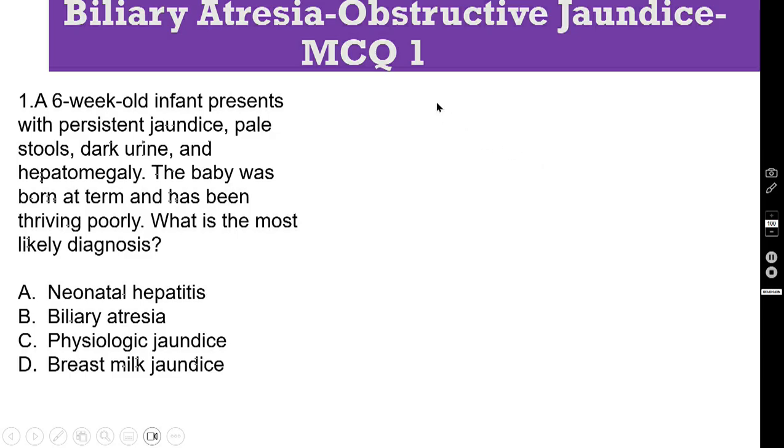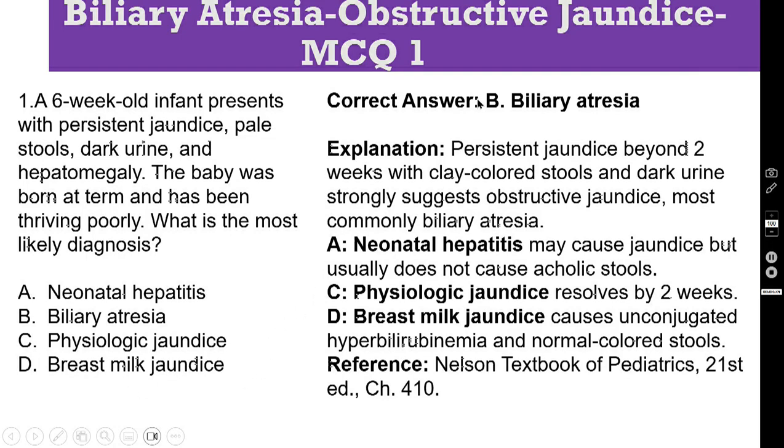Coming to MCQ number 1. A 6 weeks old infant presents with persistent jaundice, pale stools, dark urine, and hepatomegaly. The baby was born at term and has been thriving poorly. What is the most likely diagnosis? A. Neonatal hepatitis. B. Biliary atresia. C. Physiological jaundice. D. Breast milk jaundice. The correct answer is of course B.